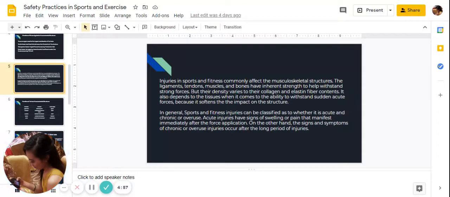Injuries in sports and fitness commonly affect the musculoskeletal structures. We have the ligaments, tendons, muscles, and bones, which have inherent strength to help withstand strong forces, but their density varies due to their collagen and elastin fiber contents. It also depends on the tissues when it comes to the ability to withstand sudden acute forces because it softens the impact on the structure.